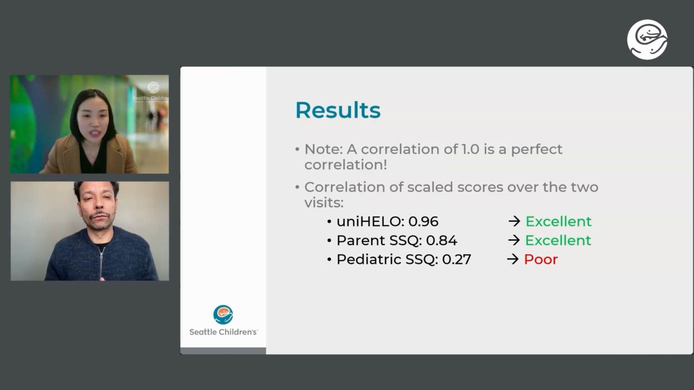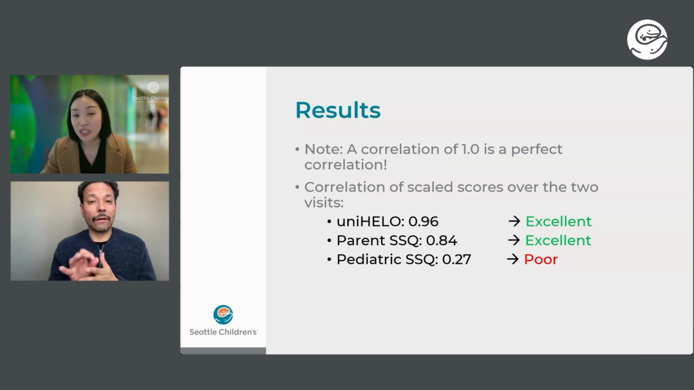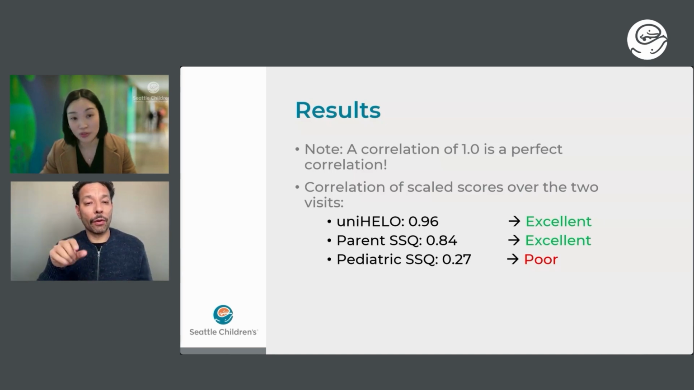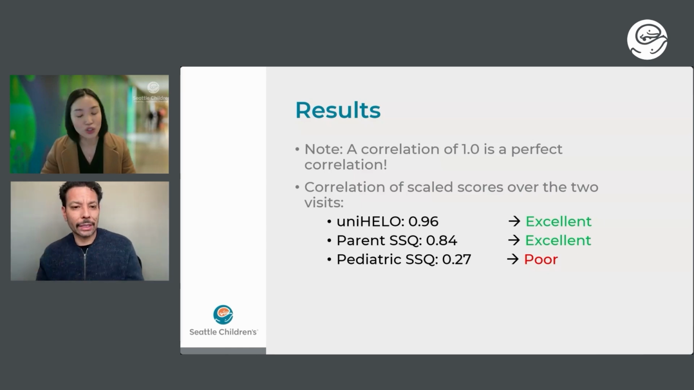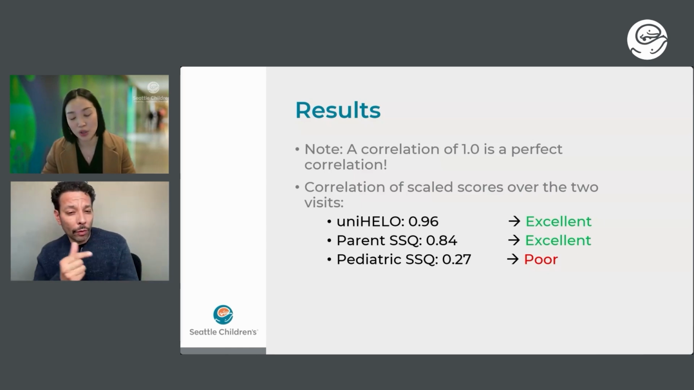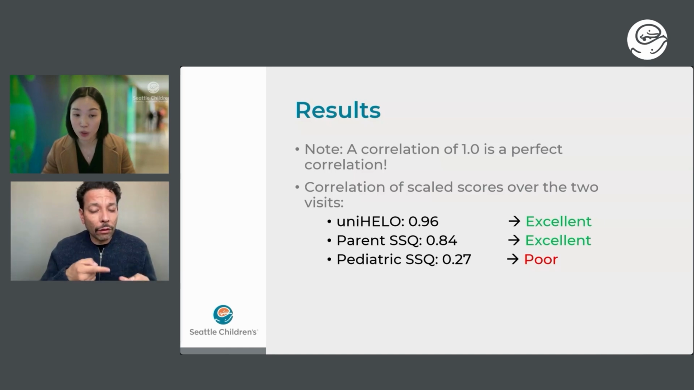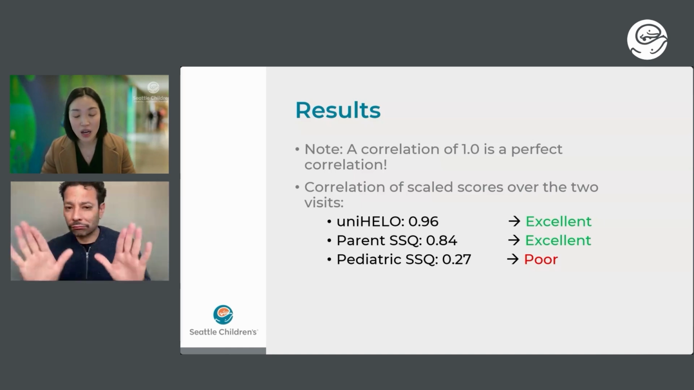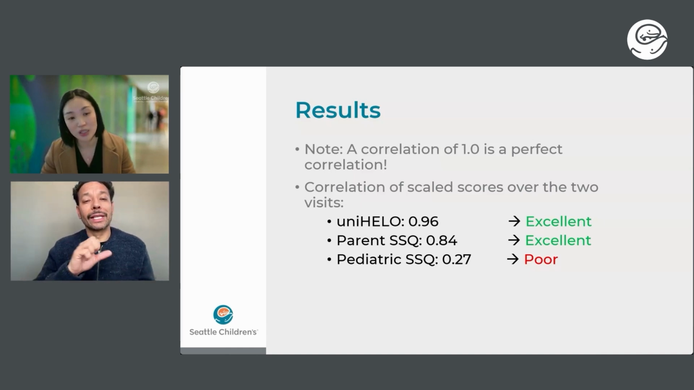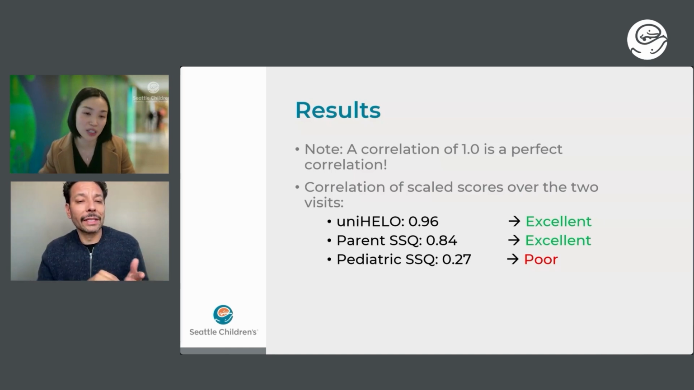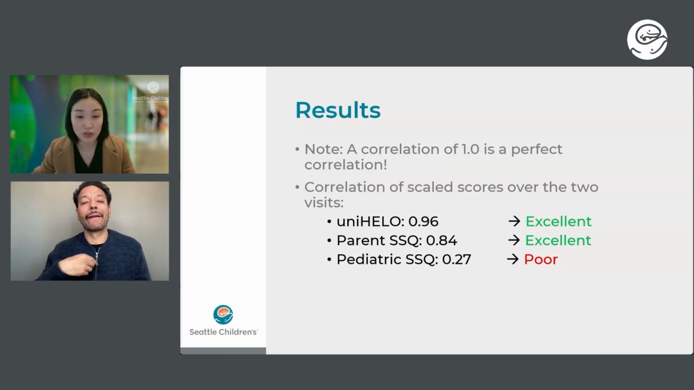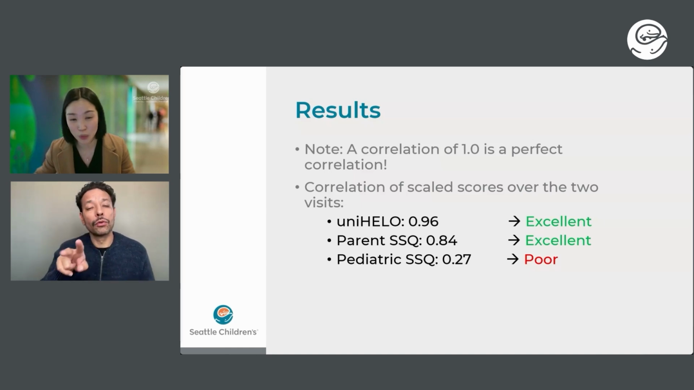So the correlation of scaled scores over the 2 visits for the Unihilo was 0.96, so very close to 1.0, so it's excellent test-retest reliability. For the parent SSQ, so parents looking at their children and grading what they are determining to be their difficulty, 0.84, which is also considered excellent. But for the pediatric SSQ, so kids talking about what they're experiencing, filling out that different survey or different instrument, we had a correlation of scaled scores of 0.27, which is considered poor.